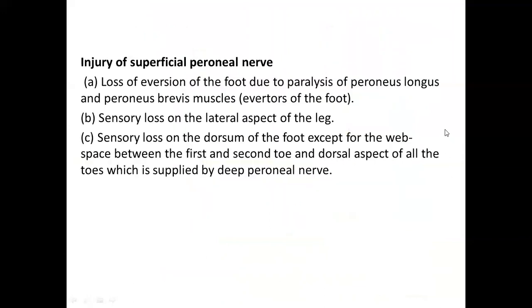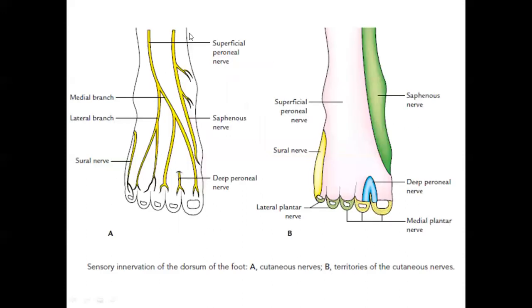Now, what happens if there is an injury to the superficial peroneal nerve? If there is an injury to the superficial peroneal nerve, there will be what? Loss of eversion of the foot, because the main everters of the foot are paralyzed. There will be a sensory loss over which parts? These parts, a lateral part of the leg and on the dorsum of the foot, except the areas that are supplied by the sural, the deep peroneal, and the saphenous nerve.